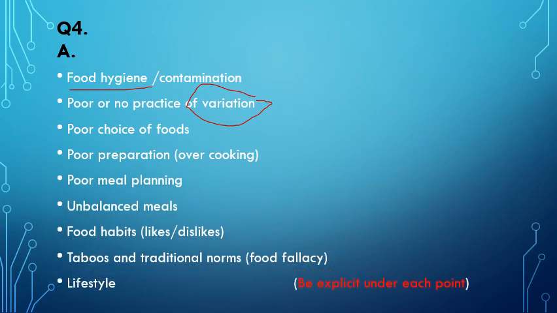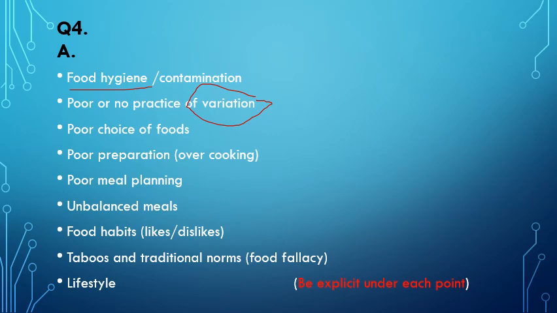Poor meal planning. You see, with your knowledge of food pyramid, you know that when I'm planning my meal, the majority of it is supposed to come from what? Vegetables and fruit, followed by cereals, followed by this, and so on and so forth. So you try to make sure that your meal for each day incorporates all those classes of food, and you try as much as possible to practice what? Variation. But because you have no knowledge of what the food pyramid is, you don't even know what the different classes of food are or what nutrients are, you just plan your meal anyhow.